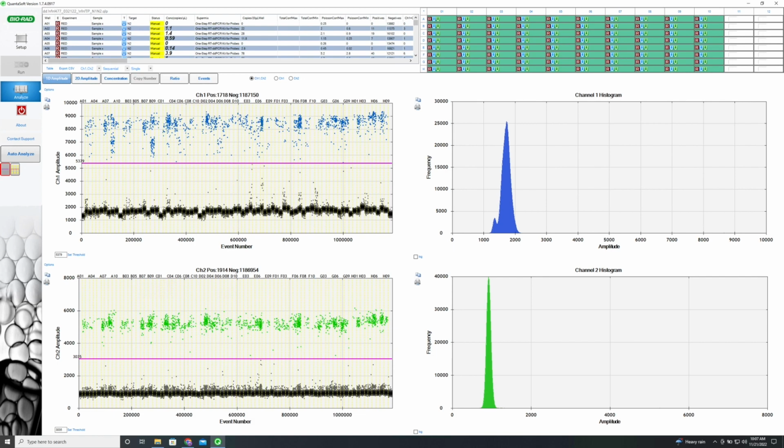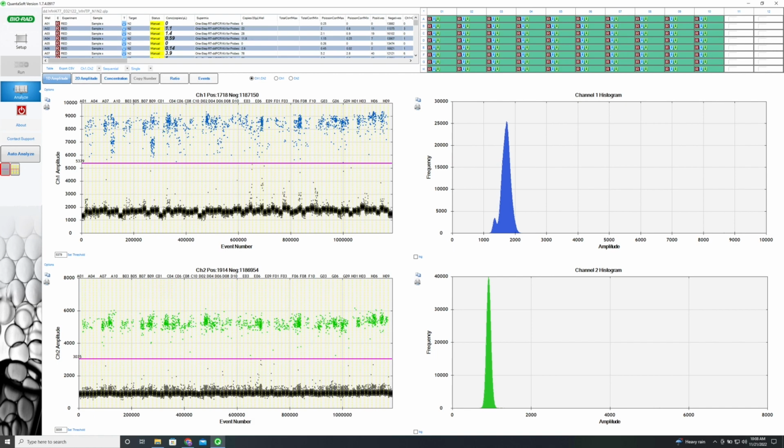What you see here is the Analysis tab of the Quantisoft software, where we analyze data from our droplet reader. This set of data is from wastewater samples run on a 96-well plate to target the SARS-CoV-2 N1 gene, represented by the green droplets, and the N2 gene, represented by the blue droplets.